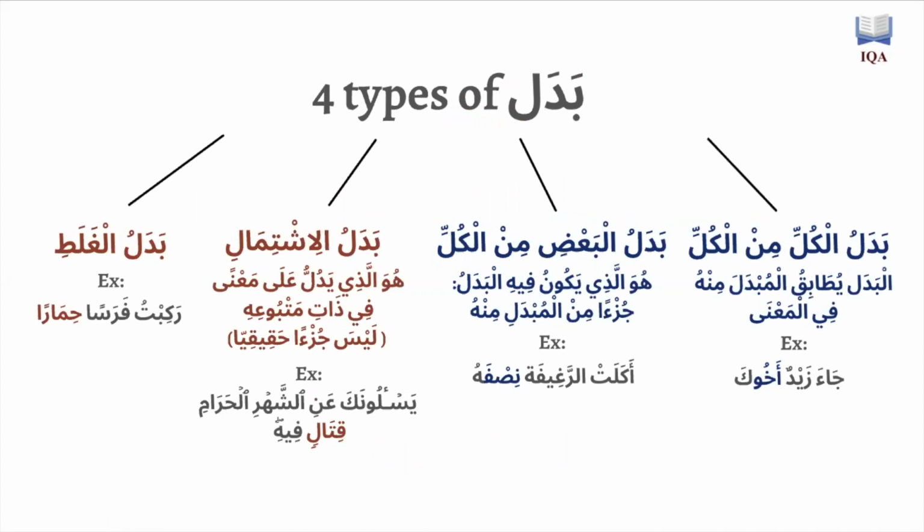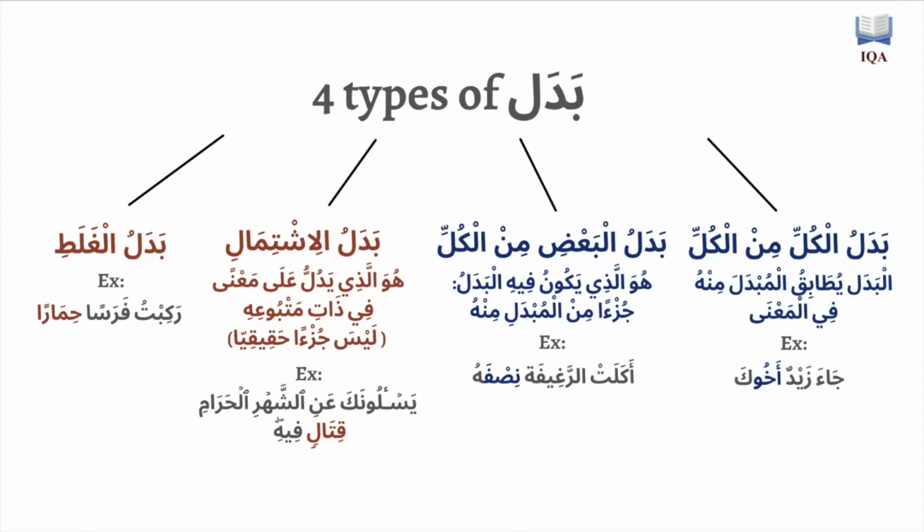It's mentioned here, al-badalu yutabiku al-mubdalu minhu fil ma'ana. This is that the substitute is exactly the same as the mubdalu minhu in terms of meaning, like the example we gave: جاء زيد أخوك, this literally means your brother Zayd came. Zayd and akhuka mean the same thing because we're talking about the exact same person, if I should say.